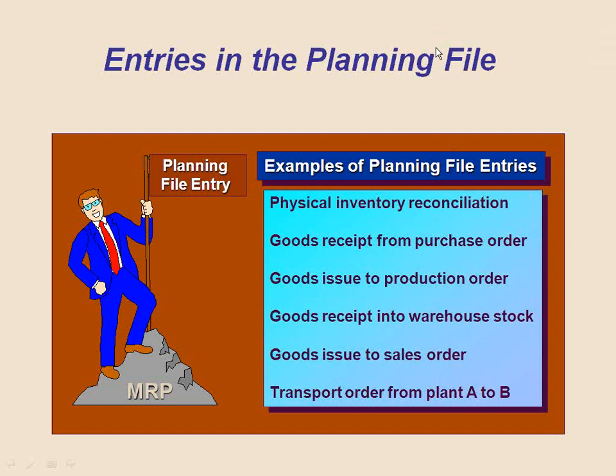Okay, so how will the system create an entry for a material in the planning file? Pretty simple. Any inventory transaction that you perform, because of that, if the stock is falling below the safety stock, then the system automatically creates an entry in the planning file. మీరు గూడ్స్ రిసిప్ట్ చేశారండి.